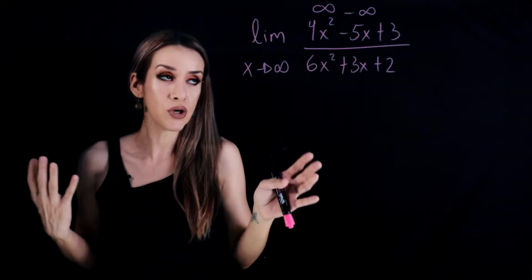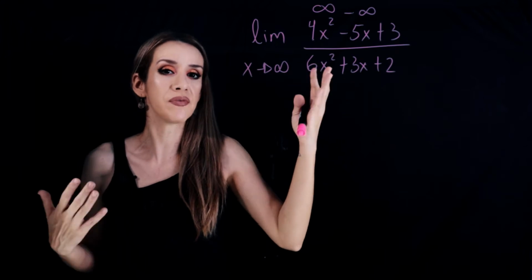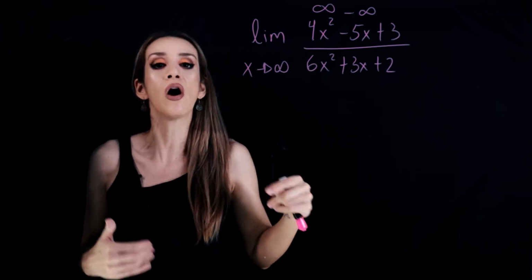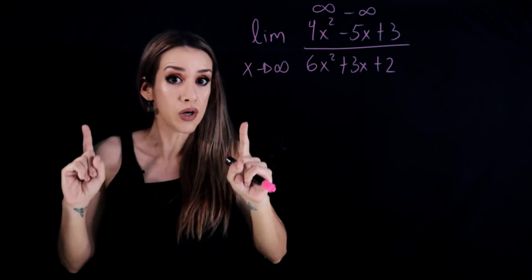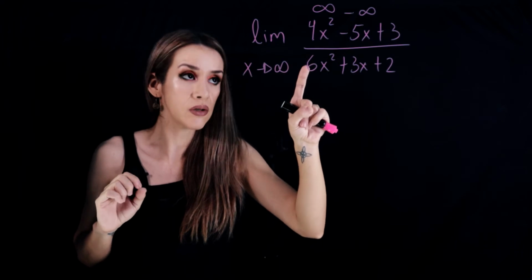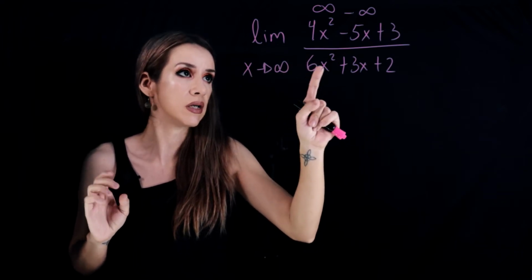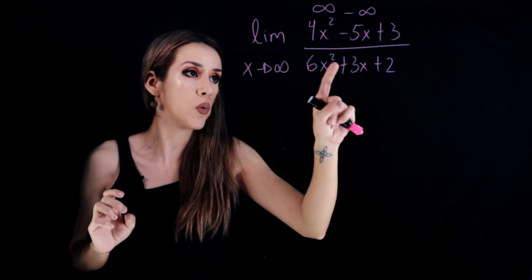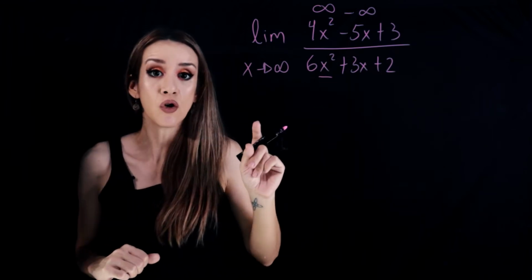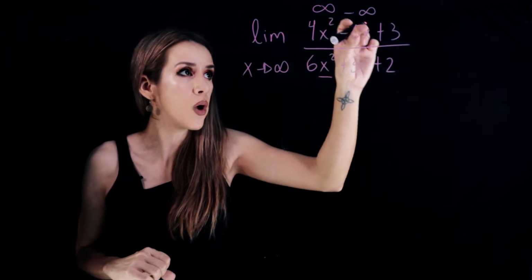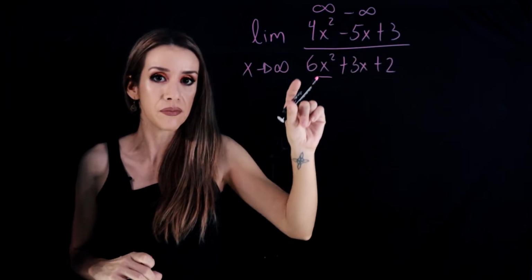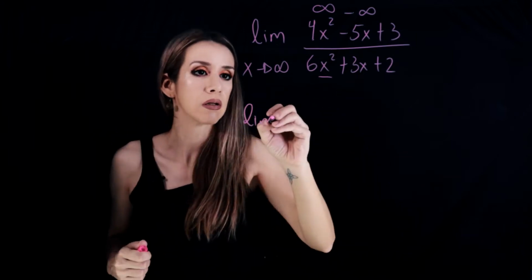Don't worry, I'm going to show you how to find the limit of this type of functions when x approaches negative infinity or infinity. The first thing that we're going to do is to find the x in the function with the biggest exponent. In this case it is x squared, right here. See? x squared. Then I'm going to divide each one of the terms of my function by this term, by x squared.